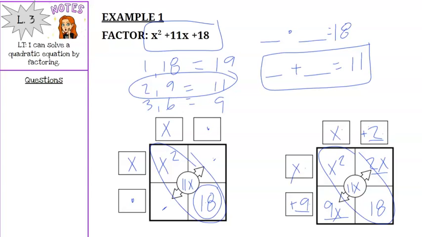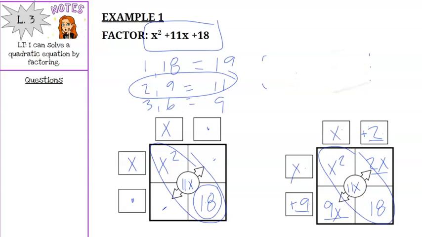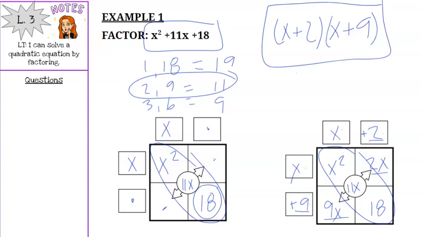Now we have one last step, you guys. We can't just leave it in the factor box. We do need to actually write it out in factored form. So our factored form would be x plus 2 times x plus 9. So right there, that would be your answer.